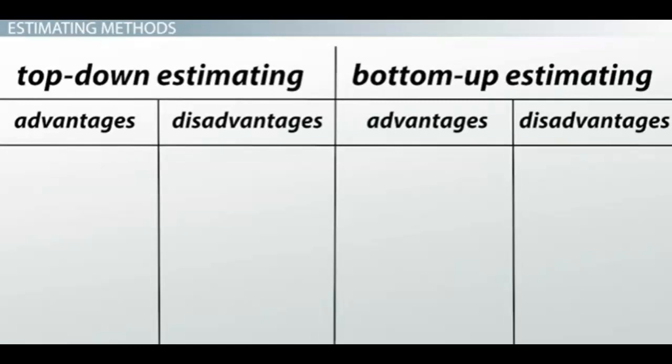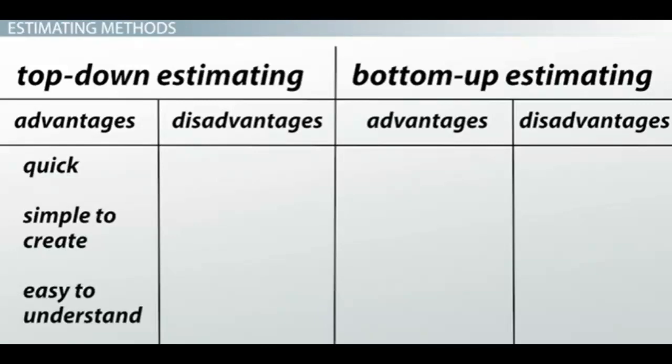Top-down estimating has the advantage of being quick and simple to create. Additionally, top-down estimates are easy to understand. Disadvantages of this method include a lack of accuracy, which happens because detailed input is overlooked. Because of this, top-down estimating has a higher potential to mislead and given costs could vary widely.